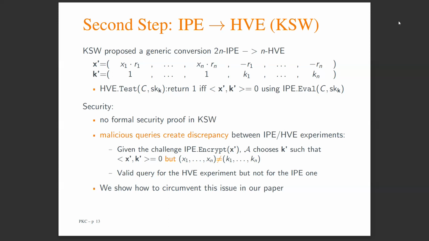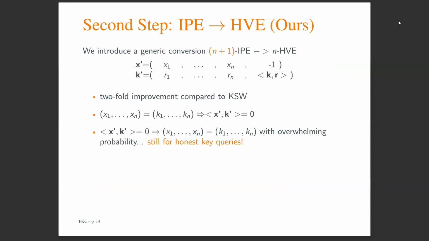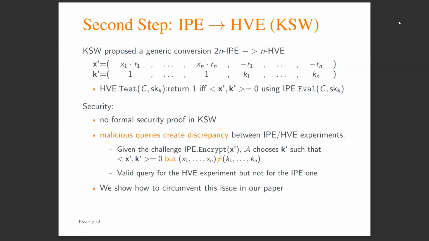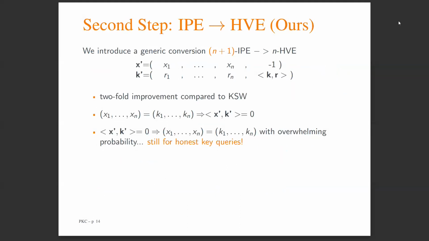Fortunately, we show in our paper how we can deal with this issue by adapting the proof strategy. So my point here was not to say that there is a problem with this transformation, but simply to highlight these problems that will be much more difficult to solve in our second transformation. So our conversion actually moves the randomness added by PKC Waters into the secret keys. So it allows us to add only one component to the initial vector. So it halves the size of the ciphertext compared to the PKC Waters transformation.